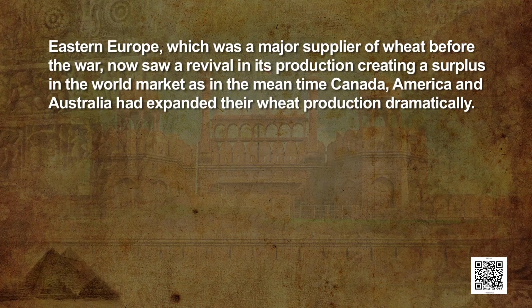The factories were no longer working in multiple shifts. Hence, the factories did not require that many people to work for them. So, this was one of the reasons why unemployment increased. Eastern Europe, which was a major supplier of wheat before the war started, now saw a revival in its production, creating a surplus in the world market, because in the meantime, countries like Canada, America and Australia had expanded their wheat production dramatically.